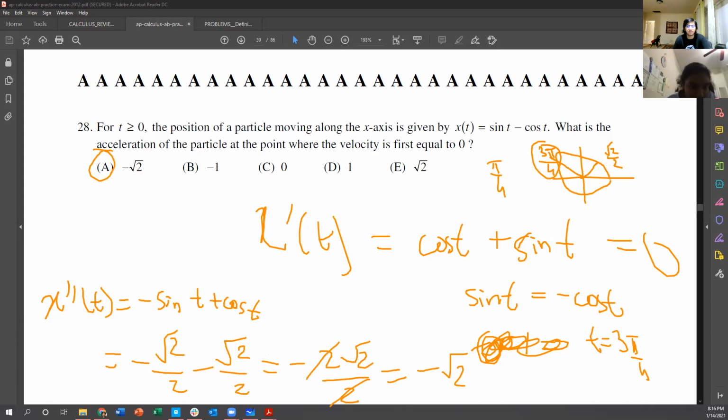Yeah, I think so. I think toward the end you went a little bit fast. Just tell me to slow down if I'm going too fast. Yeah, so sine t equals negative cos t. We determined that t equals 3 pi over 4. Just plug 3 pi over 4 in here and you'll get minus root 2. Okay? Yeah. Clear. Move on to number 27.